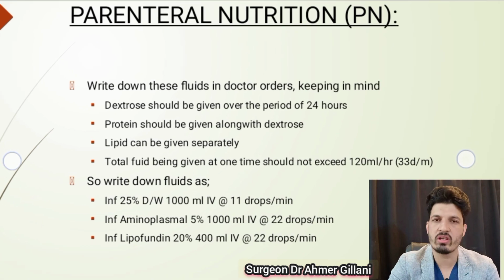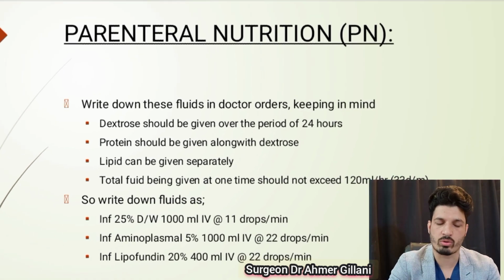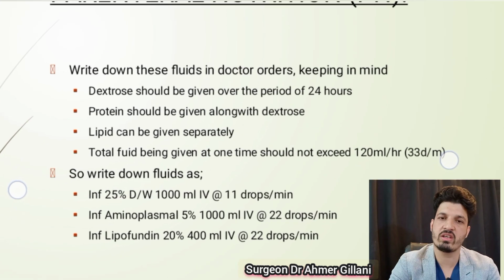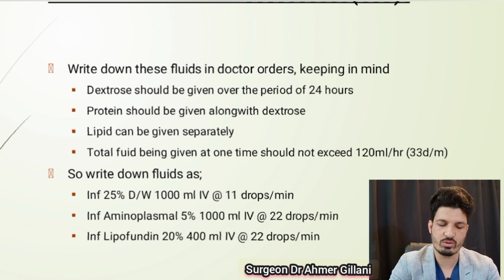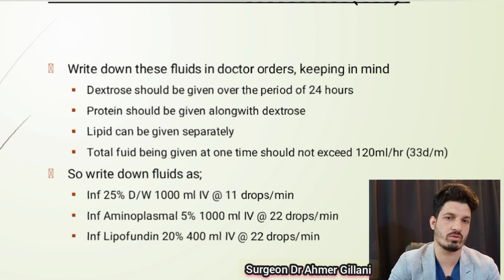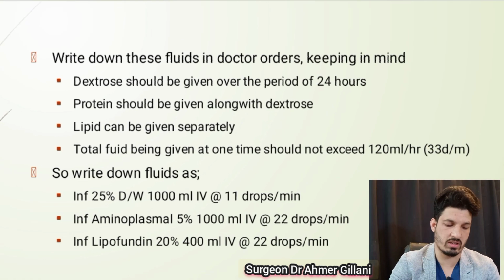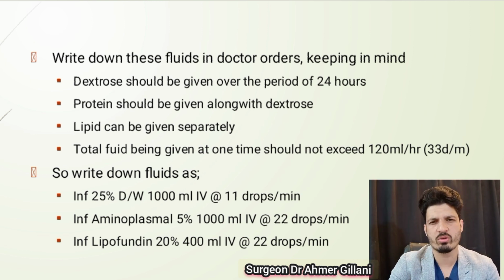Now how will you write these regimens in your doctor's order? Keeping in mind, dextrose should be given over a period of 24 hours, and proteins should be given along with dextrose for the protein sparing effect. Otherwise it will be used as an energy source, it will not be spared, and we need to build up the weight. And lipids can be given separately, and the total fluid being given at one time should not exceed 120 ml per hour. Almost it becomes 33 drops per minute.